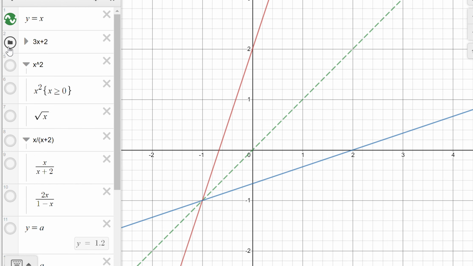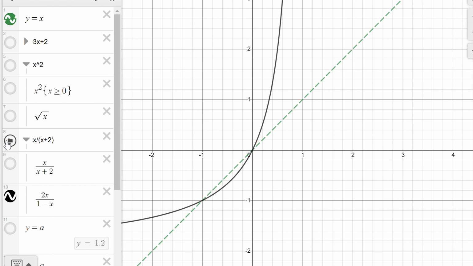Same deal with this more complicated looking one. Sorry, I turned the other one off. So you can see how they reflect about the line y equals x.